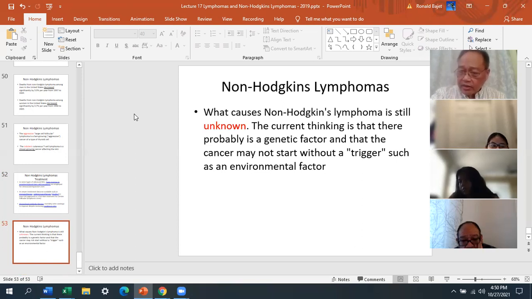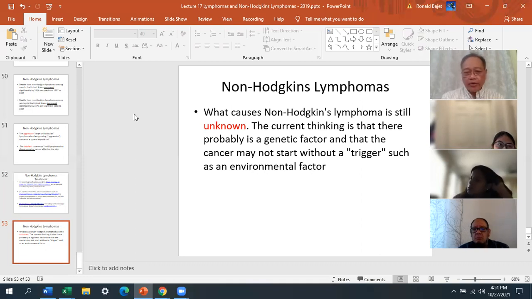Hodgkin's and non-Hodgkin's lymphoma, CTCL, cutaneous T-cell lymphoma. We talked about mycosis fungoides. Remember, it starts off as cutaneous, then it will progress to the internal organs, and it progresses into Sézary syndrome, Sézary disease. So this is Hodgkin's lymphoma and non-Hodgkin's lymphoma. Are there any questions?